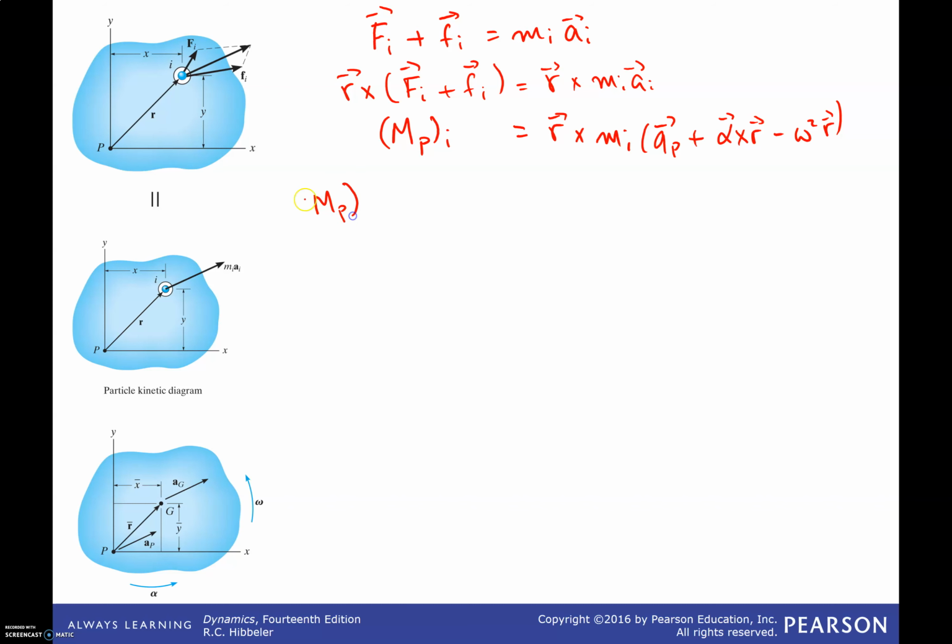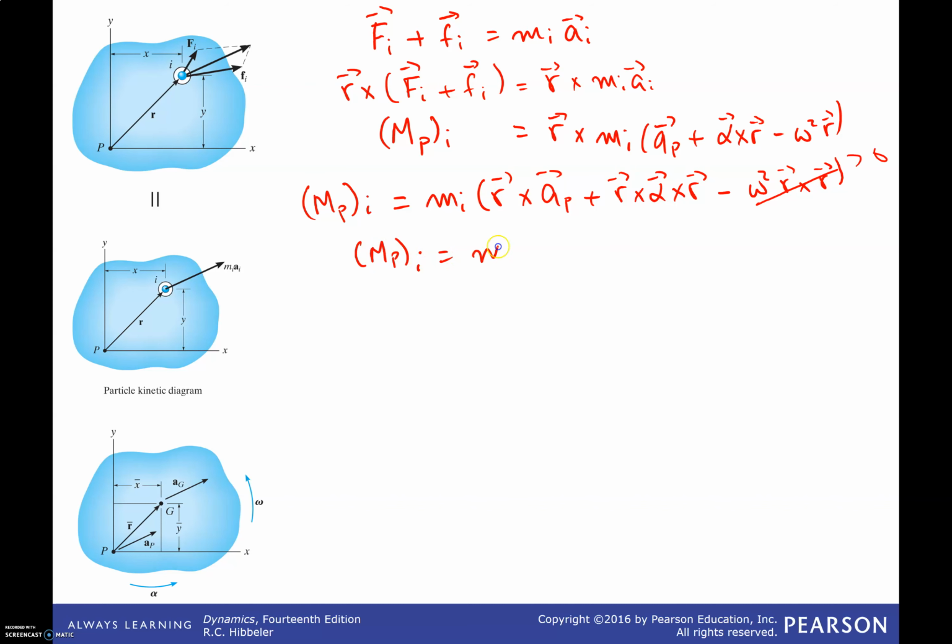So I get the moments about P for particle I, that is equal to mi, and then I get R cross AP plus R cross alpha cross R minus omega squared R cross R. Now we know from properties of the cross product that this last term is 0, so all we are left with is that the moments about P of particle I are equal to the mass times R cross the acceleration of point P plus R cross alpha cross R. So that's all there is for particle I.